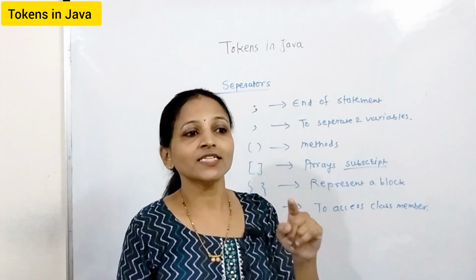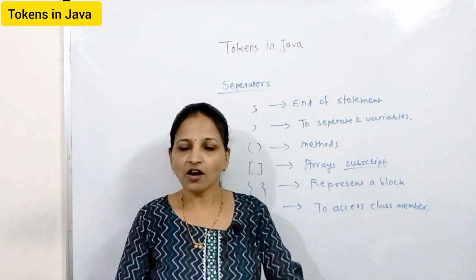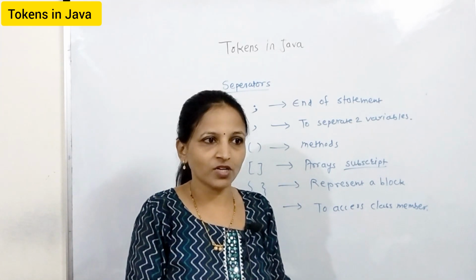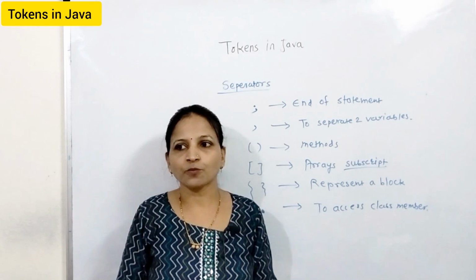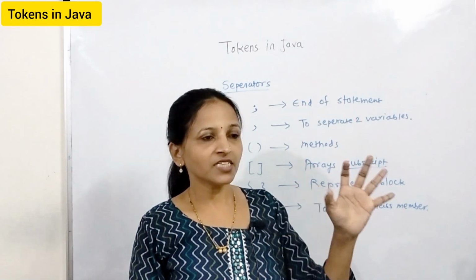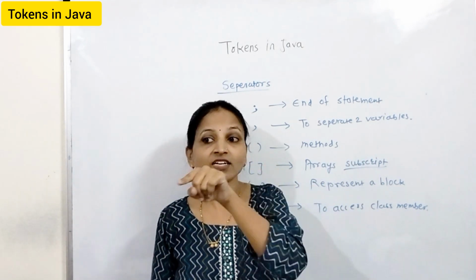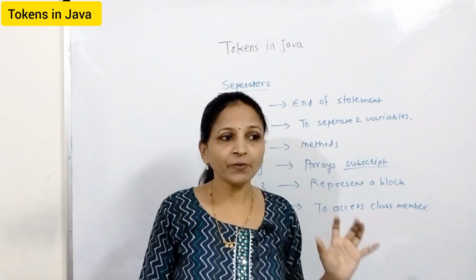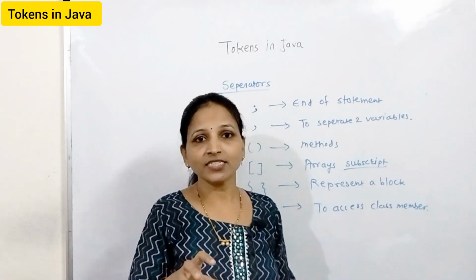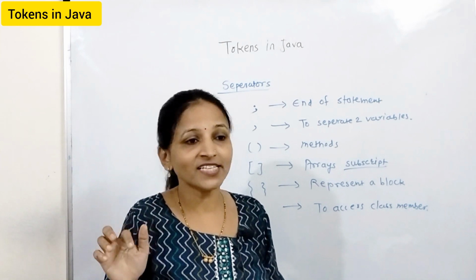Now again I am going to explain. Token is the smallest individual unit of a program. Our program is formed of different tokens. There are basically multiple types of tokens. Reserved words: in reserved words, keywords and reserved literals are there. There are 50 keywords in the Java language, and reserved literals are true, false and null.